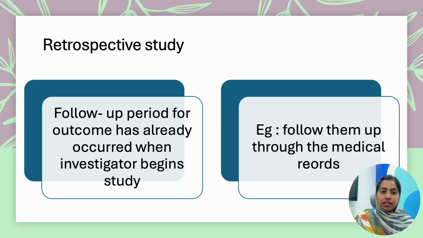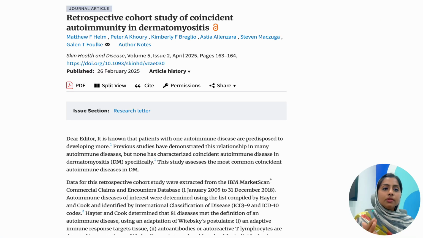Coming to the retrospective study, what's a retrospective study? It means the occurrence of disease has already occurred. You are going back in time and then moving forward in time to see the outcome. For example, imagine that you already have a registry with psoriasis patients and the occurrence of psoriatic arthritis after 10 years, 20 years. Now you're taking a registry and doing a retrospective cohort study where you are enrolling patients based on whether they have psoriasis or not, and then moving forward in time and looking at whether they develop psoriatic arthritis. That's a retrospective study. Again, this is an example of a retrospective cohort study where they have analyzed autoimmune disease in dermatomyositis patients.